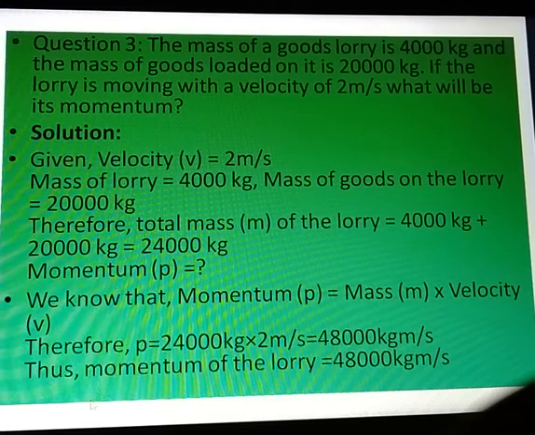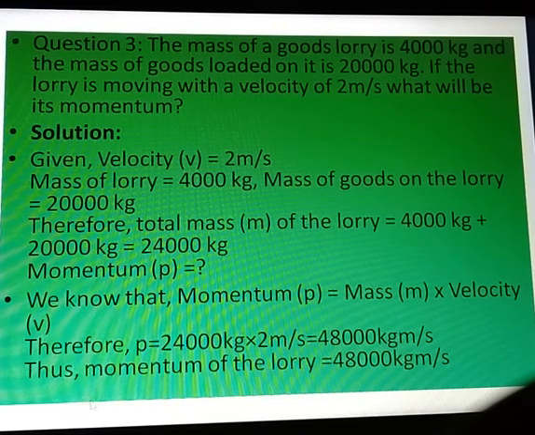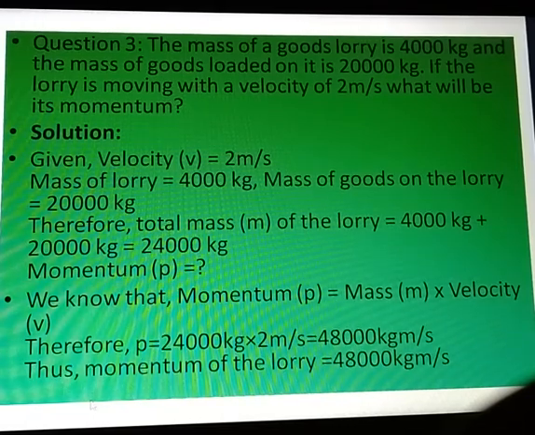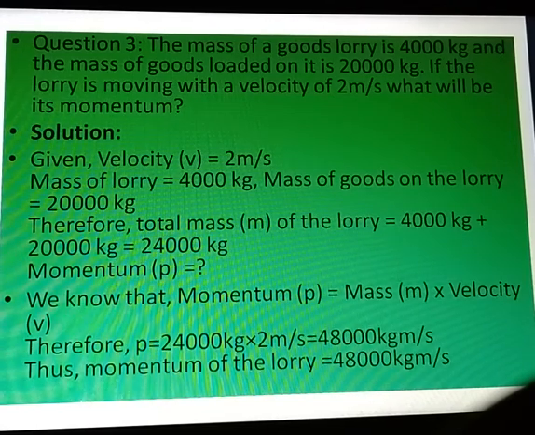This is the third type of question. In this case, again we have to find momentum. The mass of a goods lorry is 4000 kg and the mass of goods loaded on it is 20,000 kg. If the lorry is moving with a velocity of this, what will be the momentum? Here again velocity is in its SI unit, that is equal to 2 meter per second.